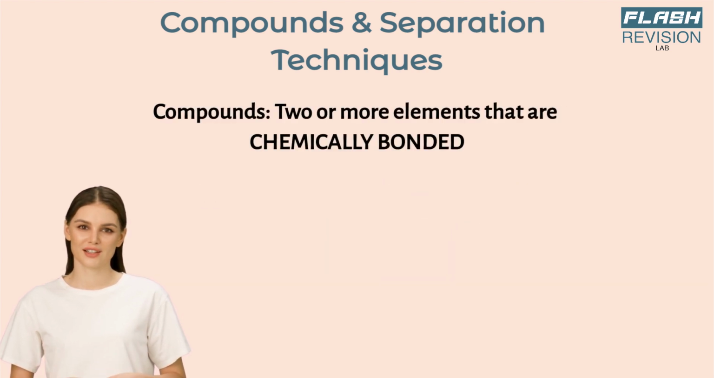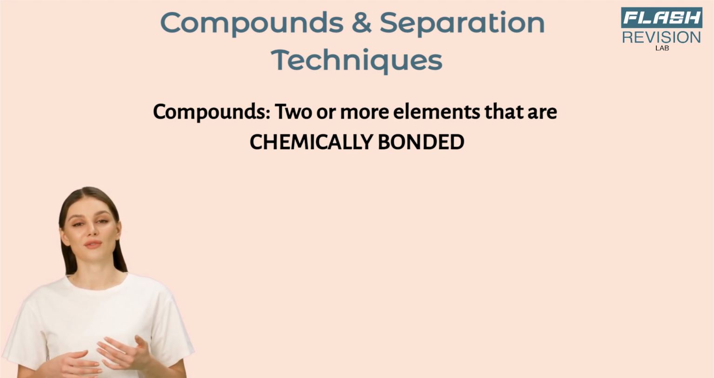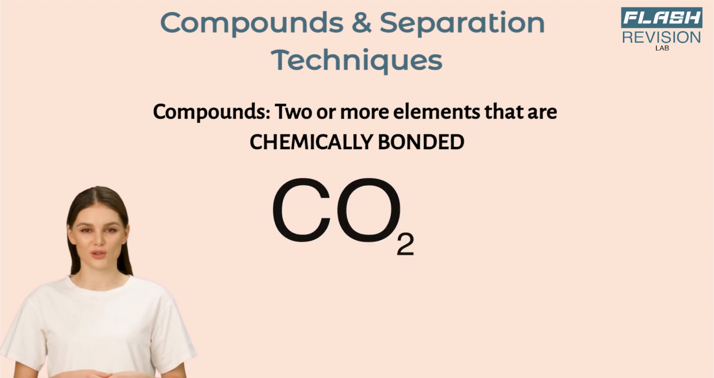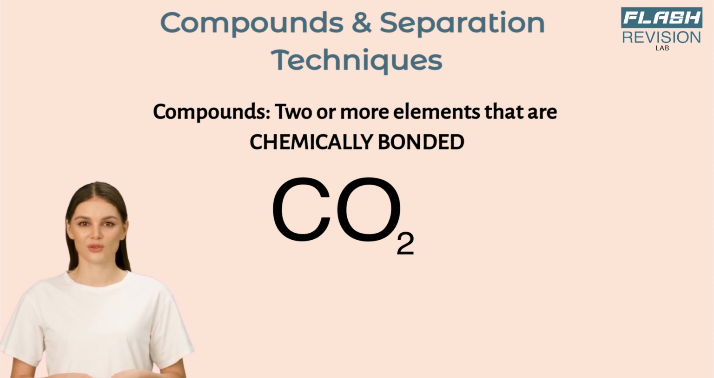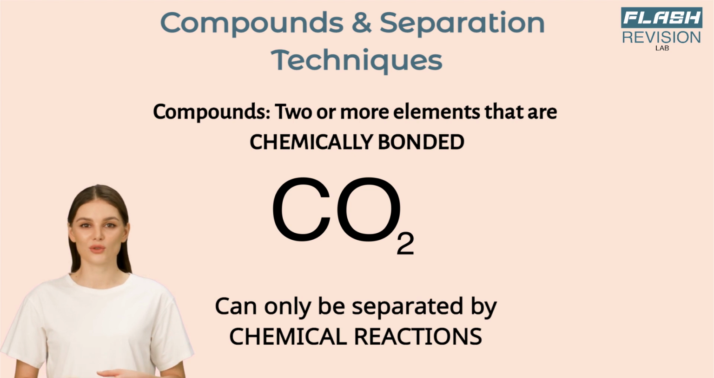Compounds, on the other hand, contain two or more elements chemically combined, and they can be represented by formulae using the symbols of the atoms from which they were formed. For example, carbon dioxide has the formula CO2. Compounds can only be separated into elements by chemical reactions.